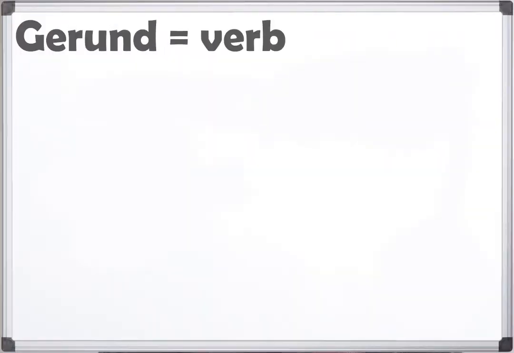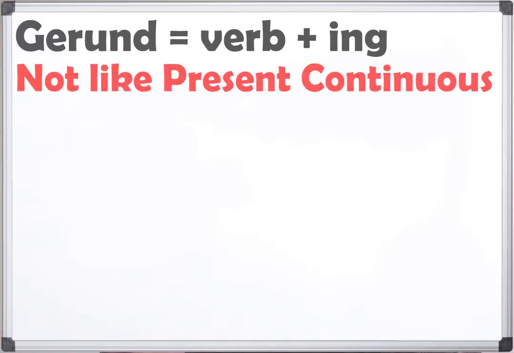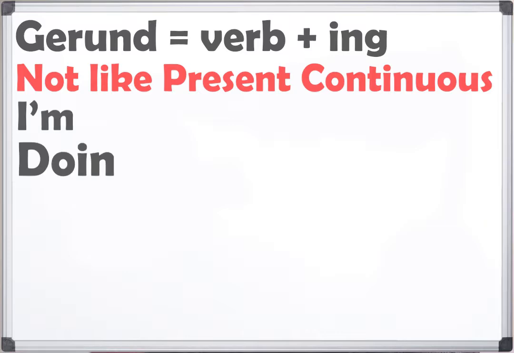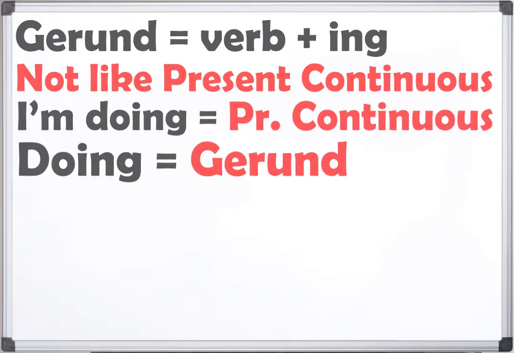First of all, gerund. What is a gerund? A gerund is a verb with the ending ing. It's not like present continuous, like I am speaking. We can't say it's a gerund. A gerund just means the verb plus ing, that's it. When do we use gerunds and why do we use gerunds? Those are the main things we're going to understand right now.